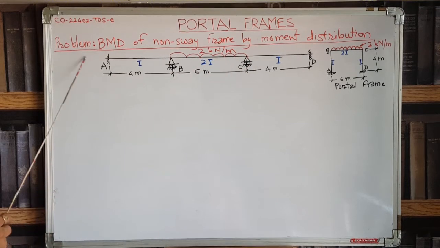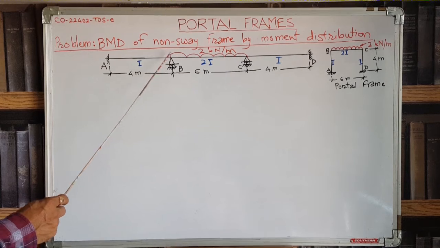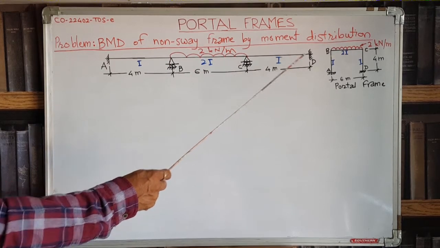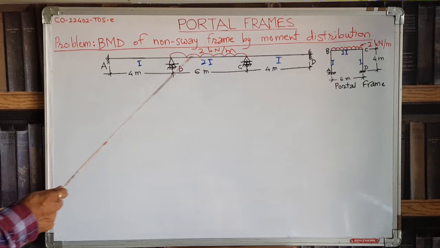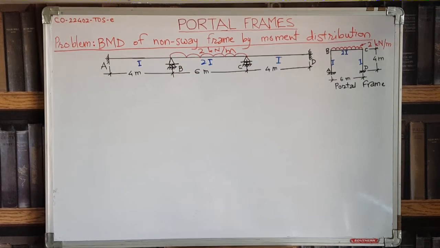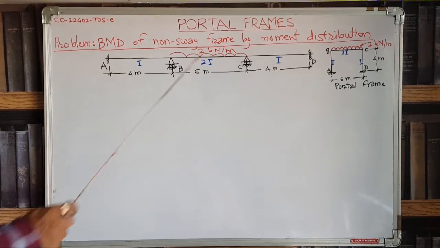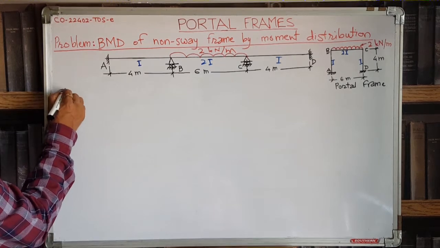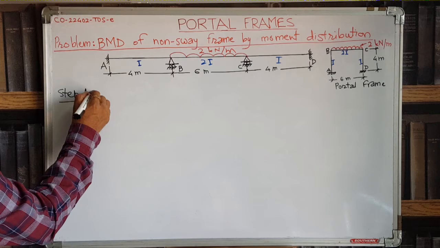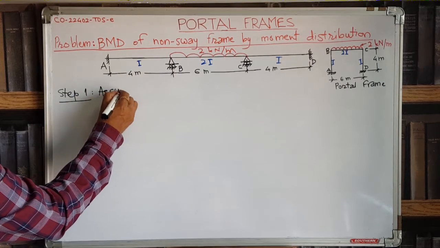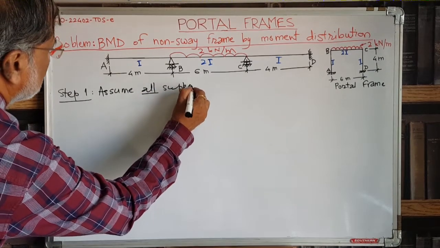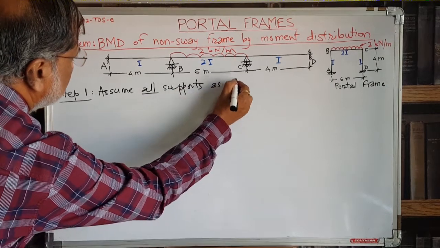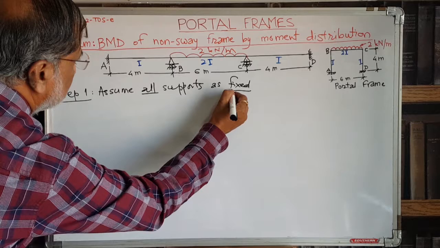So we are having this A as fixed support, B as a simple support, C as a simple support and D as a fixed support. But in step 1 of moment distribution method, we will assume that this support B as well as C are fixed. So if they are fixed, then the beam is broken into 3 fixed beams AB, BC and CD. So step 1 is assume all supports as fixed.